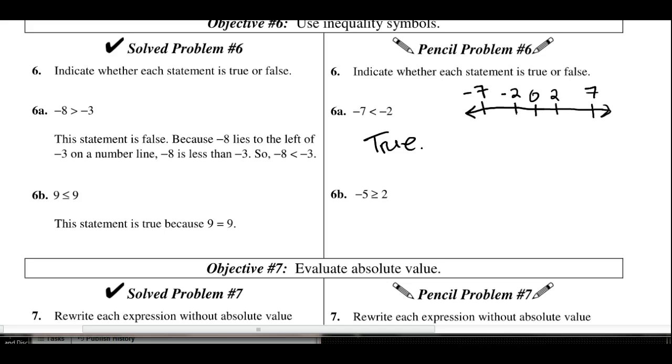Again, let's look at this next one and try and draw the number line. Maybe that'll make it very clear. So let's put 0 in the middle. Put 2 over here, and then where would -5 be? It's somewhere over here to the left. So what is this inequality statement saying? It would be saying -5 is bigger than or equal to the number 2. Well, we know that's false. -5 is smaller because it's to the left. So this one would be false. Alright, again, you have some similar problems over here solved for you.